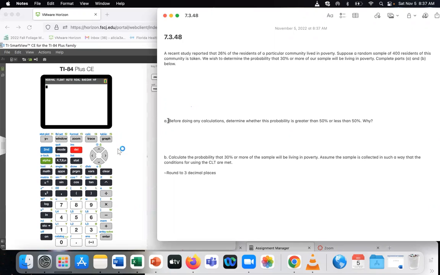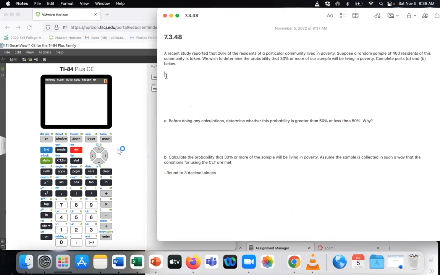All right, so A is asking us, before doing any calculations, determine whether this probability is greater than 50% or less than 50% and why. Part B is asking us to calculate the probability 30% or more of the sample will be living in poverty. Assume the sample is collected in such a way the conditions for using the central limit theorem are met. Then we will round whatever we get to 3 decimal places.